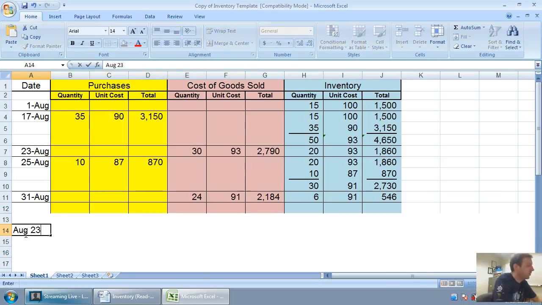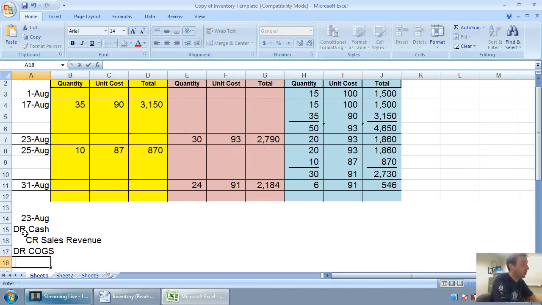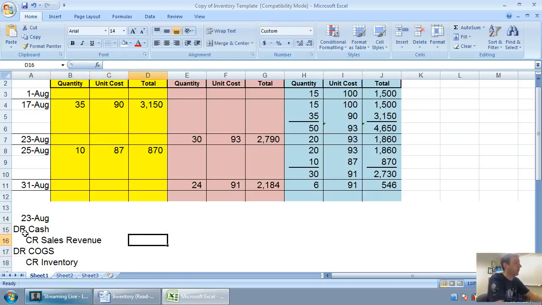So let's do August 23rd sale. Whenever I make a sale, I'm going to debit cash or accounts receivable, and I'm going to credit sales revenue. I'm going to debit cost of goods sold or COGS, and I'm going to credit inventory for the fact that inventory walked out the door with my customer. So for August 23rd, well, the COGS and inventory is easy. It's right there, $27.90. So let's fill that in.